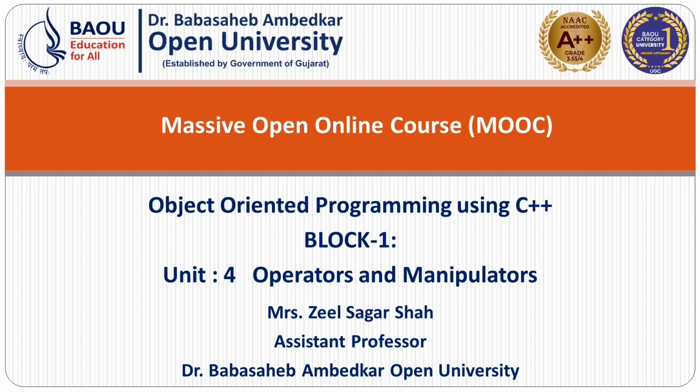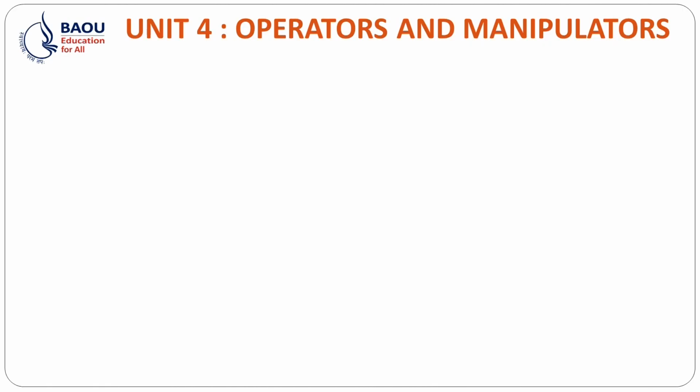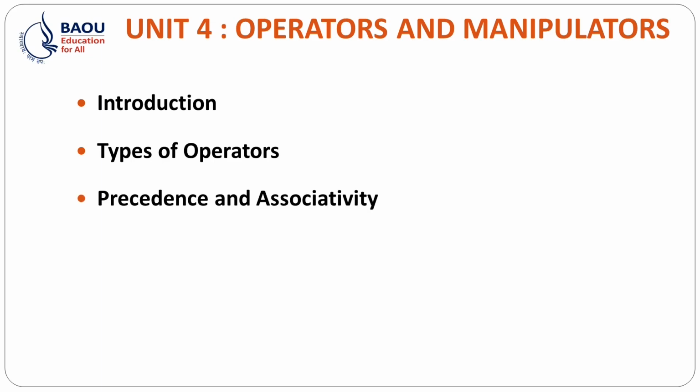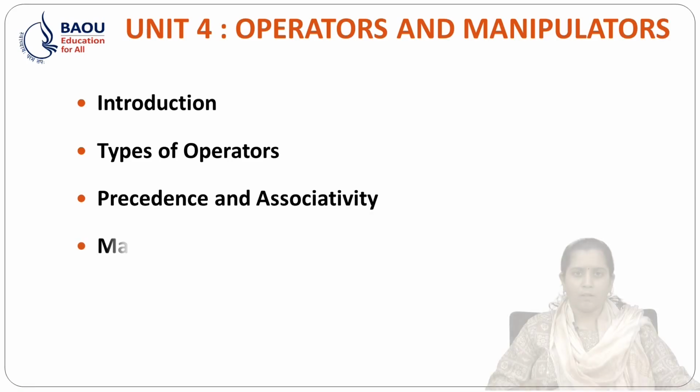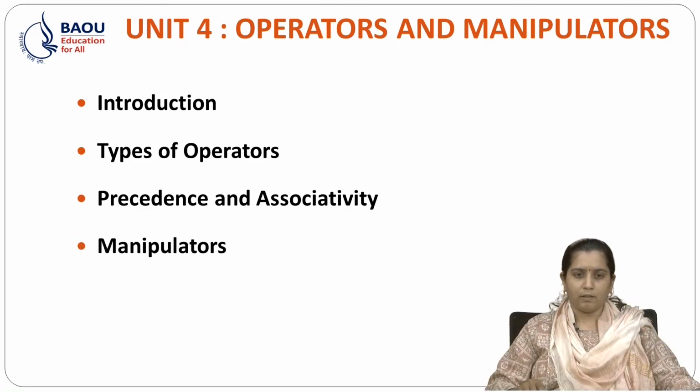In the last lecture, we studied the basic elements of C++, in which we studied 5 tokens such as keywords, identifiers, variables, constants. We have also discussed the various data types in C++. In today's lecture, we will study operators and manipulators. Our today's agenda is introduction to operators, types of operators, precedence and associativity, and manipulators.